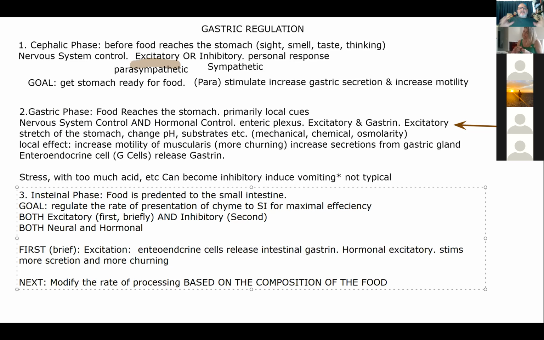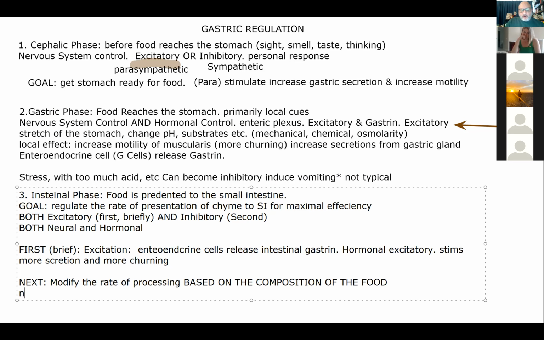So in this case, if you had a very carb-rich meal versus a very lipid-rich meal, you would want to modify the rate at which that was presented so that those lipids were presented more slowly to the small intestine. This is going to occur both neurally and hormonally.